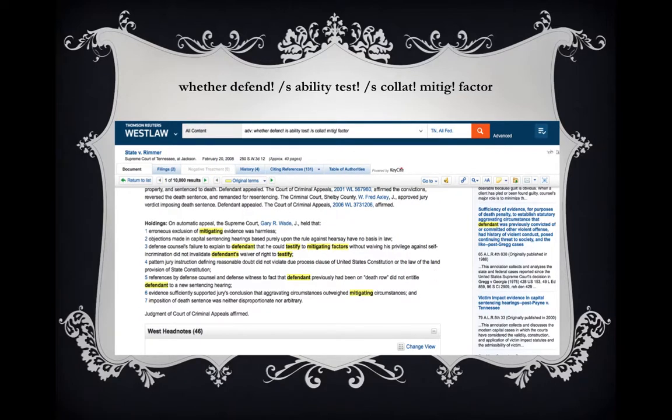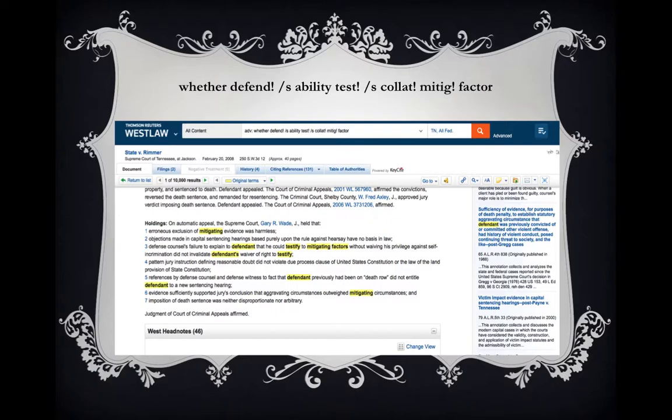Okay, for this one, the terms and connectors that was used for this advanced search is the /s, which stands for in the same sentence, and then also we use the exclamation point, and that is the root expander. So when reading this, it sounds kind of difficult. Like if you read it how it's typed right now, it will read whether defend root expander in the same sentence as ability test root expander in the same sentence as collat root expander mitigate.